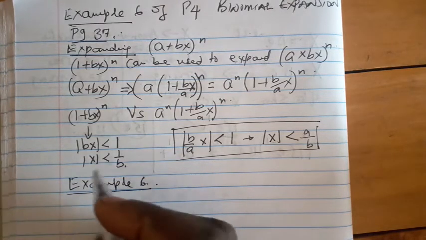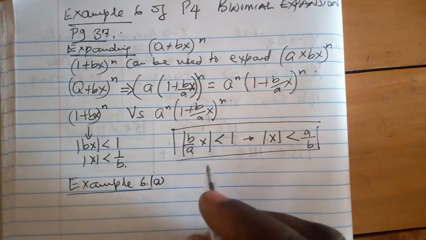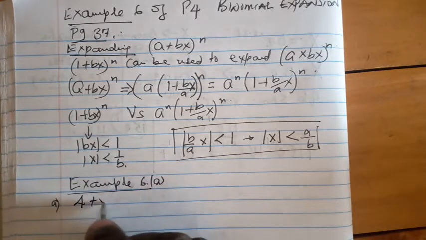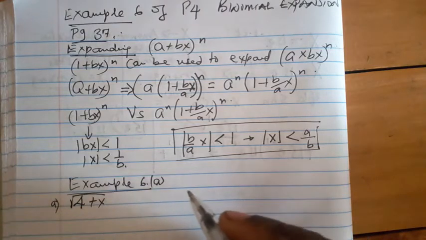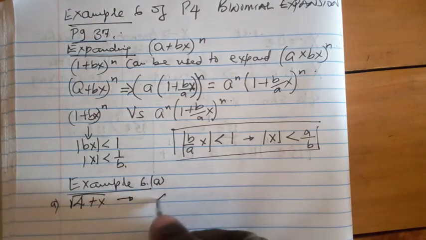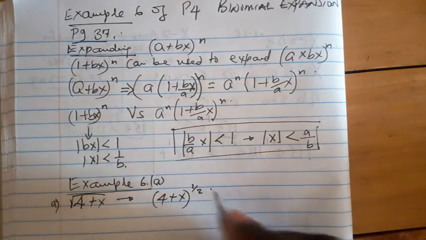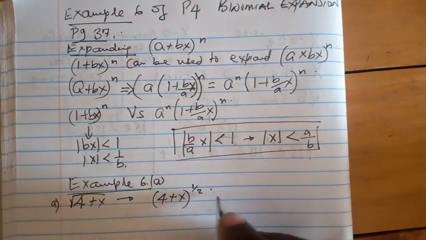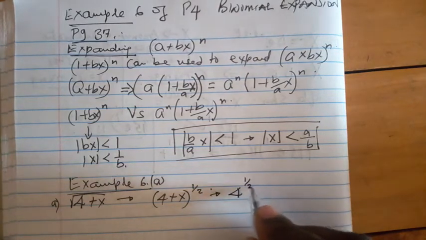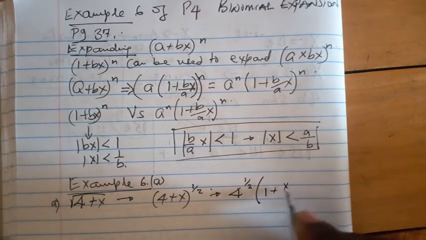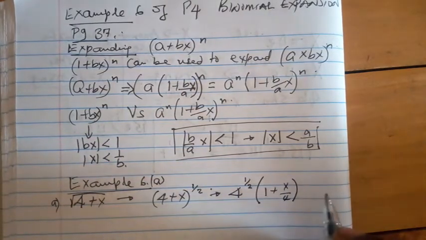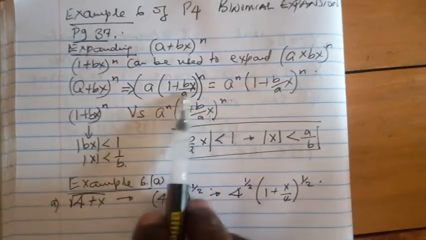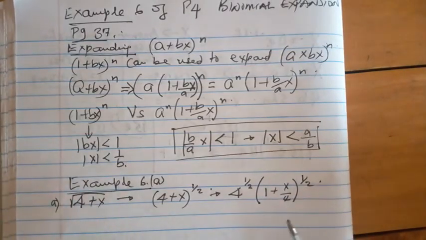In example 6 part A, we are told to find the first 4 terms in the binomial expansion of the square root of (4 + x). Everybody knows that this is the same as (4 + x) raised to power a half. Having said that, you can see that a is not equal to 1, so we have 4 raised to power n, open bracket 1 + x over 4 close bracket raised to power n, as we have just expressed up there. We have used this approach to get to this particular point.